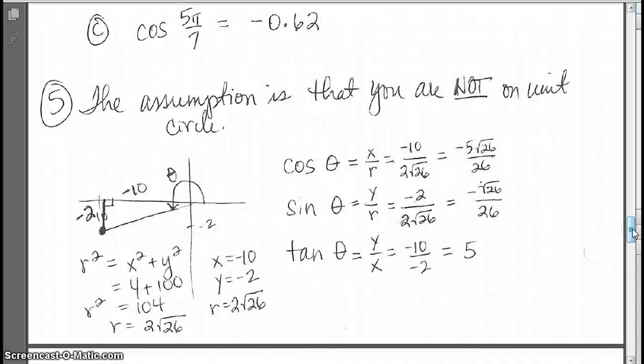for the answer. If you have problems where they're not telling you that you're on the unit circle, they just give you a point, you cannot assume that you're on the unit circle. The assumption is that you are not on a unit circle. So when they give you the point, you always want to make sure that you identify your R. Remember your Y value, X value, and then we want to find R. If it comes out that R equals 1, then that means that you were on the unit circle. But never assume that you are, because it will mess up these ratios as you work through them.